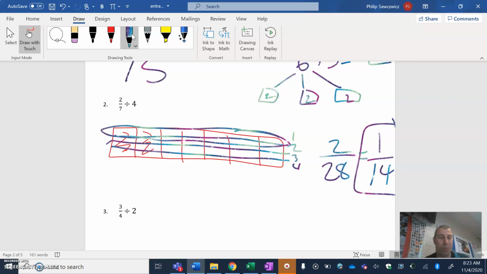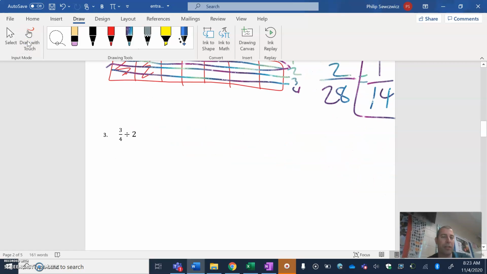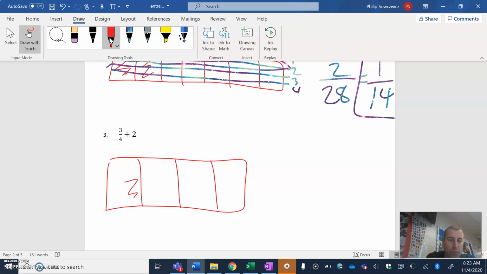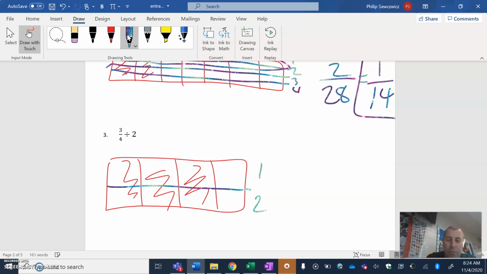All right, let's try one more. 3/4, and we're going to divide it by 2. So 3/4: I got 4 boxes there. Shade 3 of them: 1, 2, 3. I've got to divide by 2. There's my one group, there's my second group. Again, how much in each group? I'm going to circle here so we focus in.